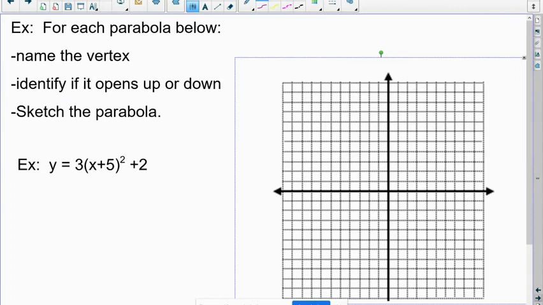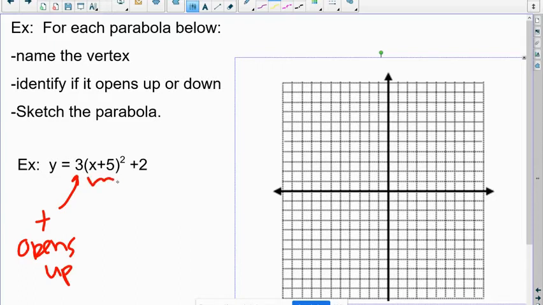All right, so let's look at this one. For each parabola, we're going to name the vertex, identify if it opens up or down, and we're just going to make a quick sketch, nothing fancy. All right, so in my equation, y equals 3 times (x plus 5) squared plus 2. Since the 3 is positive, I know that it opens up.